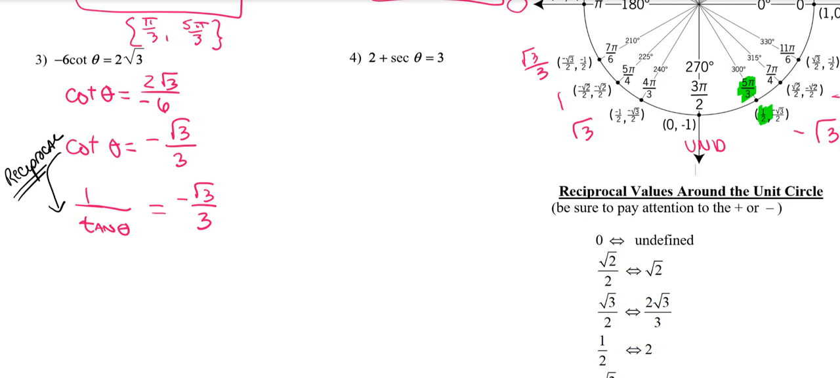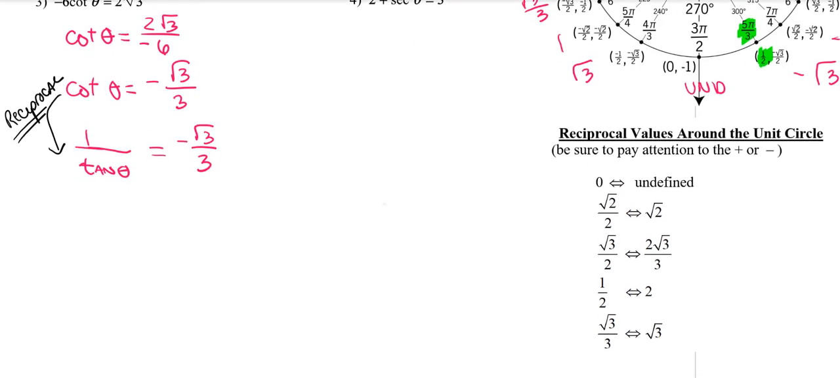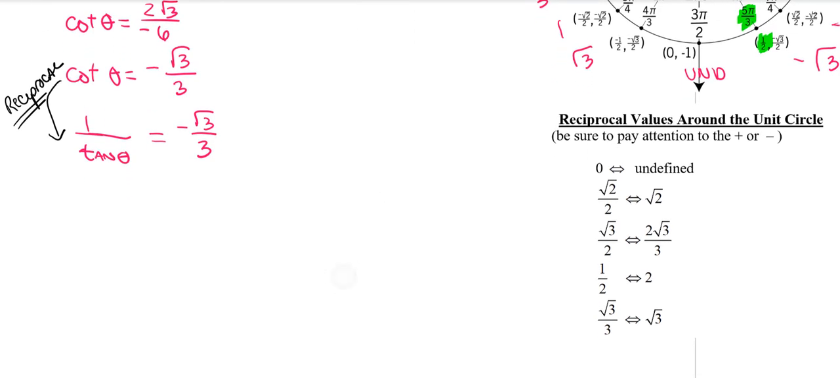For the right side, we haven't touched that at all yet. Now we're going to take the reciprocal of both sides simultaneously. So when we do that, we'll end up with tangent of theta on the left side. And on the right side, when we take the reciprocal of negative square root of 3 over 3, remember, the negative sign is going to stay there. We don't drop the negative sign. And 3 is going to go on top, and square root of 3 will be on the bottom.